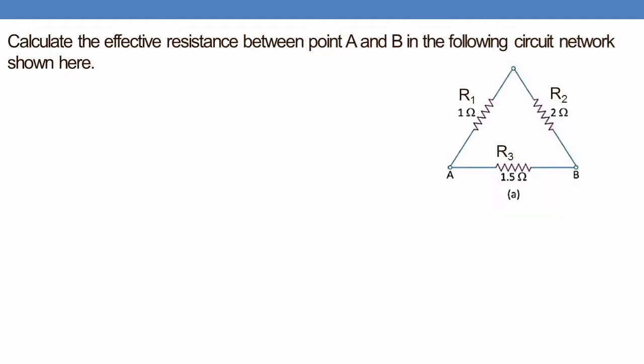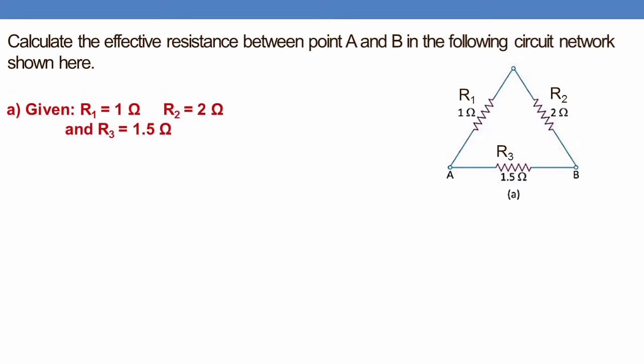Next question, calculate the effective resistance between point A and B in the following circuit network shown here. So you can see a network here. Between A and B, there are three resistances R1, R2, and R3, where R1 is 1 ohm, R2 is 2 ohm, and R3 is 1.5 ohm.